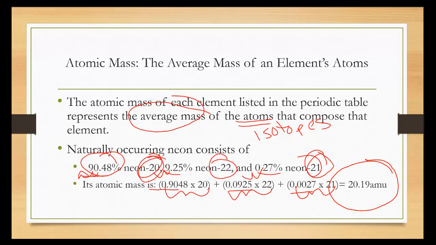There are two numbers you typically see on the periodic table. One is the atomic number, which is the number of protons. The other one is the atomic mass, which is the average of all the isotopes added together.